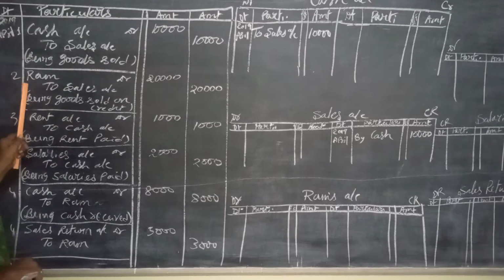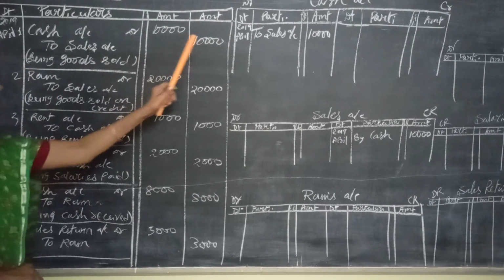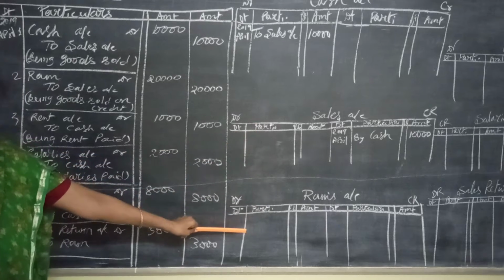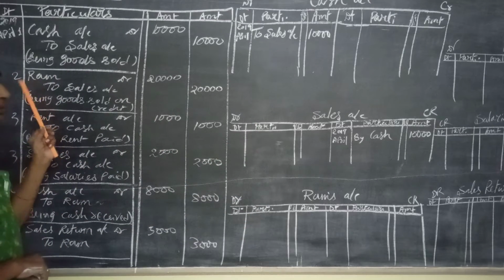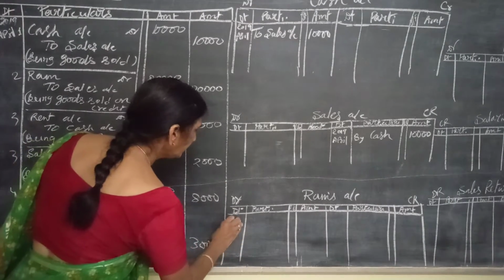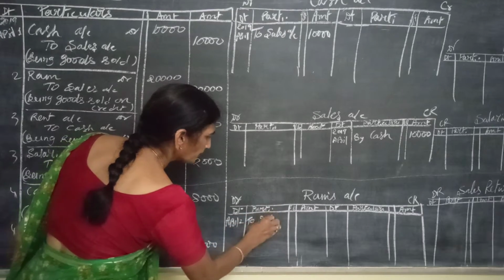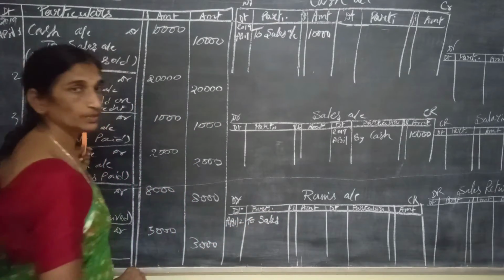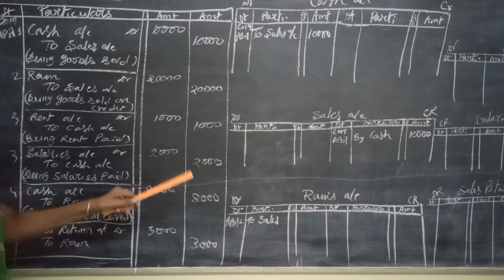Now come to the next entry, Ram's account debit to sales account. Do we have Ram's account so far? No. On the third page we have opened Ram's account, and it is being debited here. Go to the debit side of Ram's account and write the date and year, and to sales account. The opposite account, with which it is being debited or credited, is written in every account.